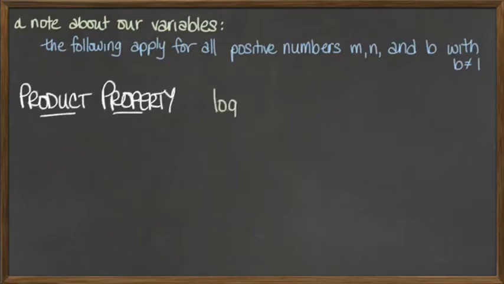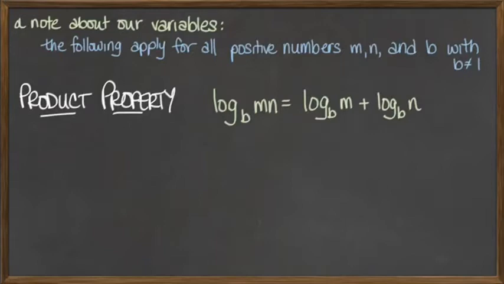First property, our product property. Now, product means that we're multiplying things. And if we remember from exponents, when we multiplied two things with the same base, we added our exponents. That same property is really what's being applied here. We're multiplying m and n, which means that we can separate it into two exponents that have been added together. Recognizing that the property is talking about the product that is part of the argument of the log. It's the piece that's buried on the inside.